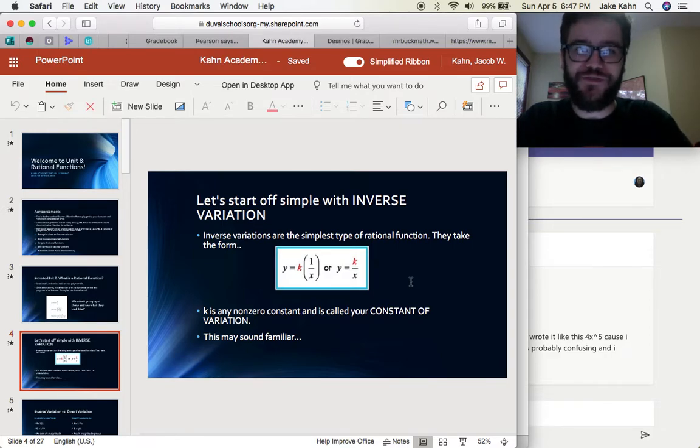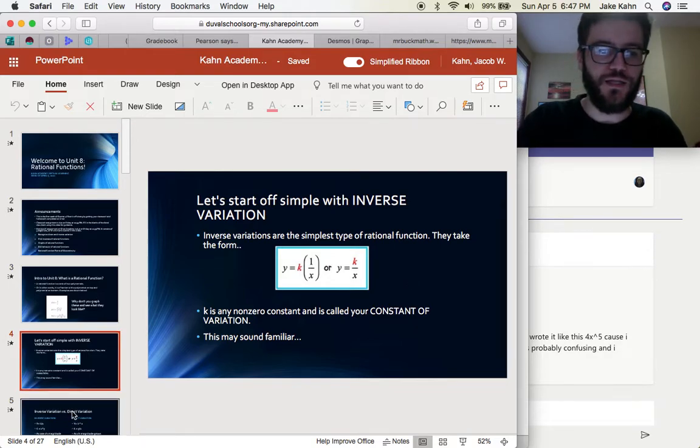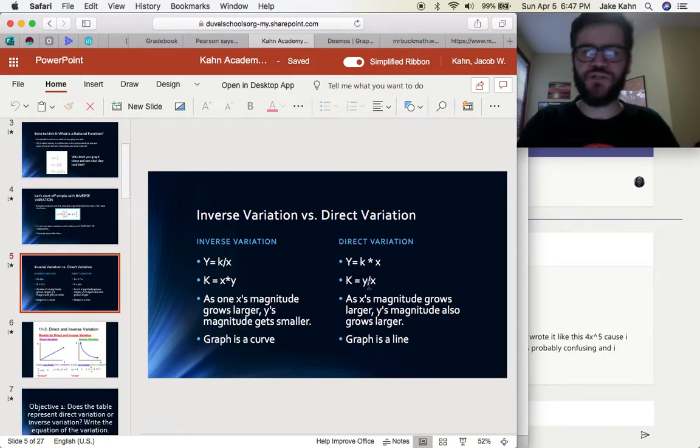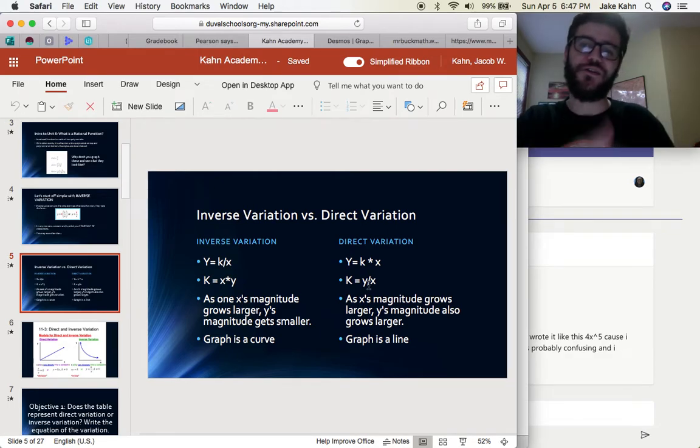This may sound familiar because back in Q1, we discussed something called direct variation. And inverse variation is kind of the opposite of that, okay? Let's move forward. Inverse variation versus direct variation. If you're looking back in your notes to Q1 and you're looking back on direct variation, you should already see this relationship here, what I'm about to talk about with inverse and direct variation.